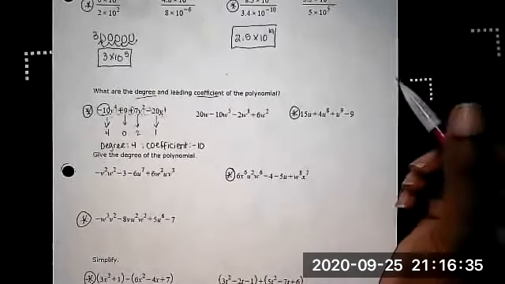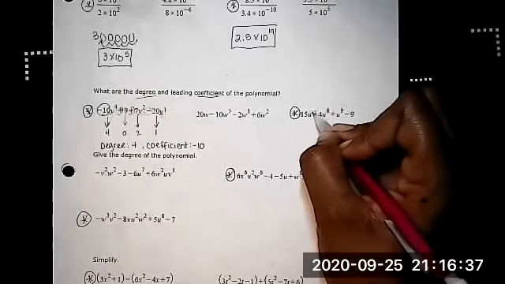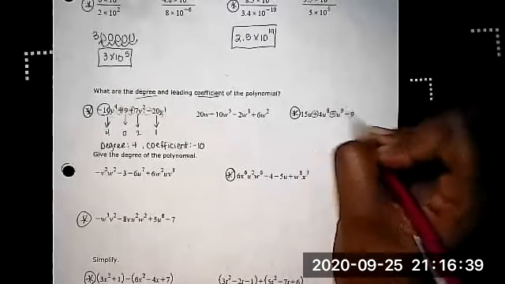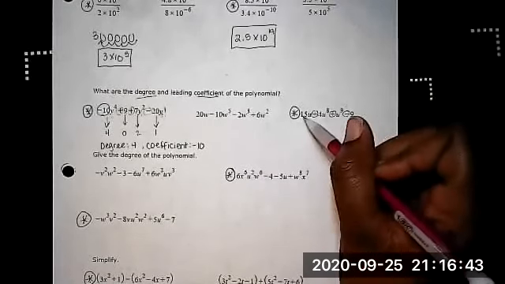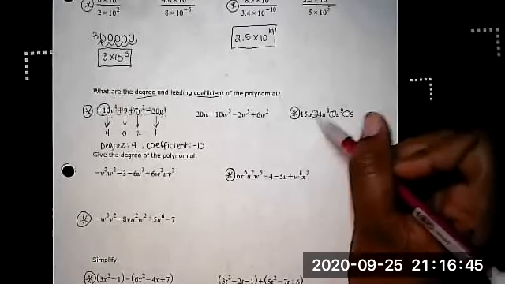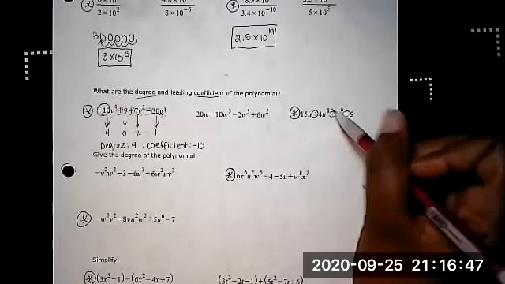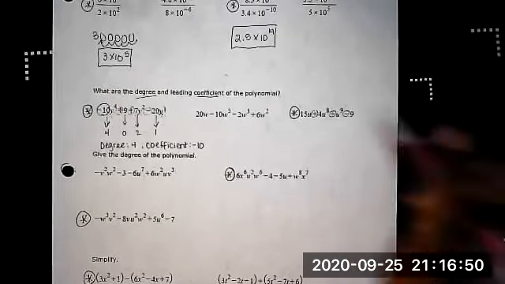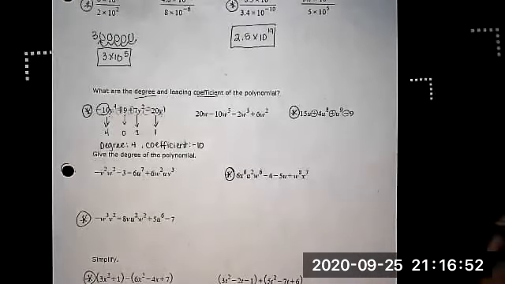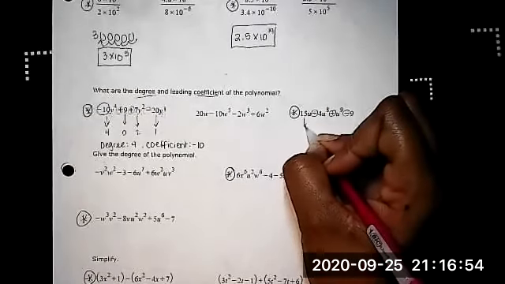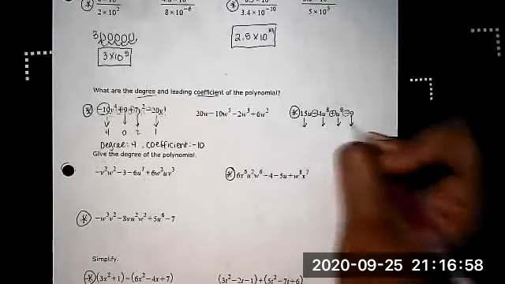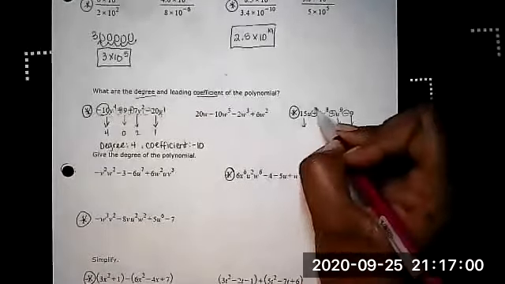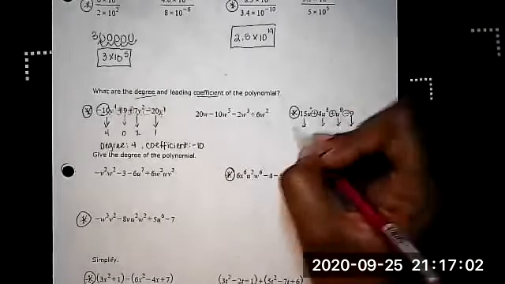Okay, let's move on to the next problem. Again, pay attention to the pluses and minuses, because those are where your terms stop. So 15u is a term, 4u to the 8th is a term, u to the 9th is a term, and 9 is a term. Let's see what the degree is for each term, which means the exponent. The exponent here, 15u, is 1.